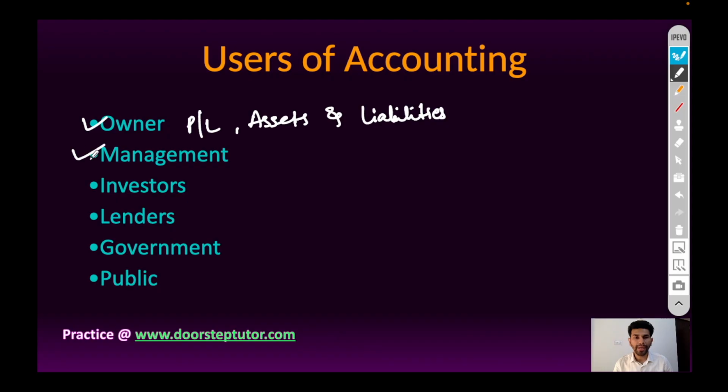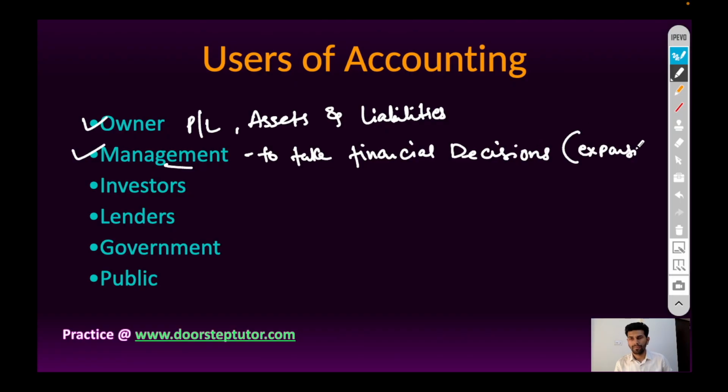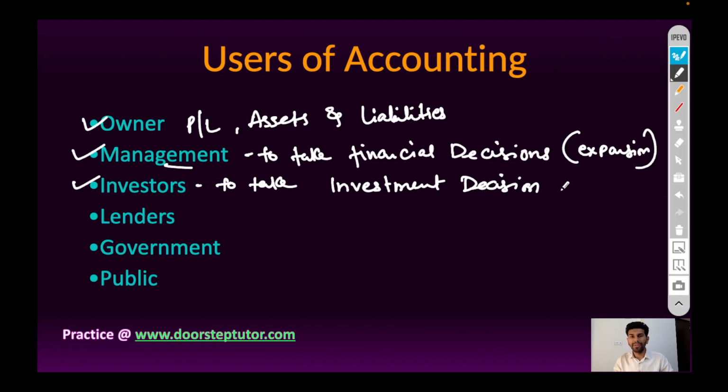Then the management team. In the corporate sector, the decision making power belongs to the management to take financial decisions such as expansion. The investors are the users of accounting for a company. The shareholders of the company are the investors and the owners of the company. So, to take investment decisions, whether to invest in a particular business or not, investors are the users of accounting.